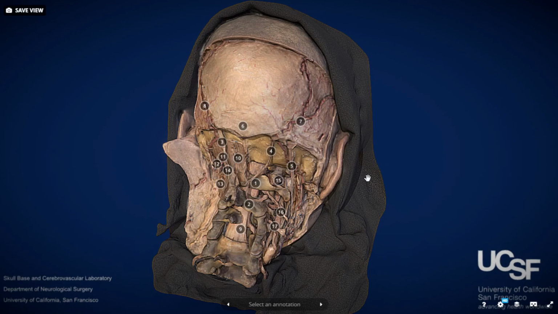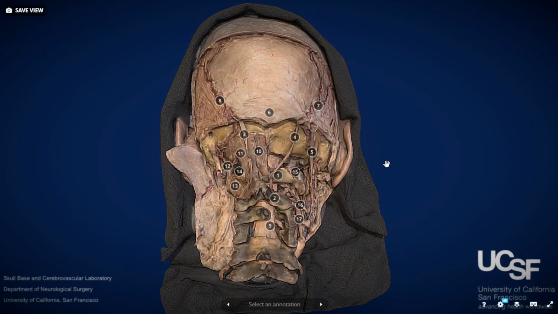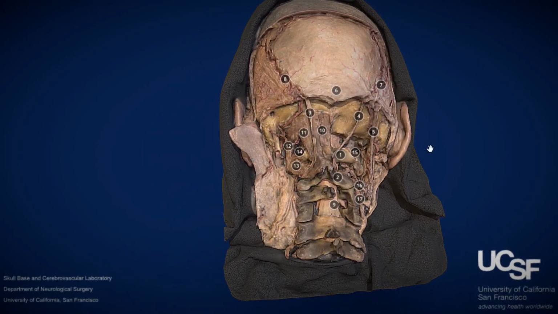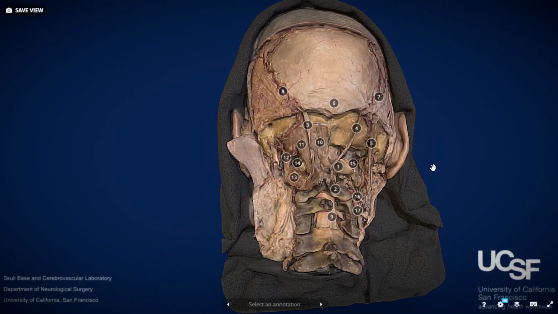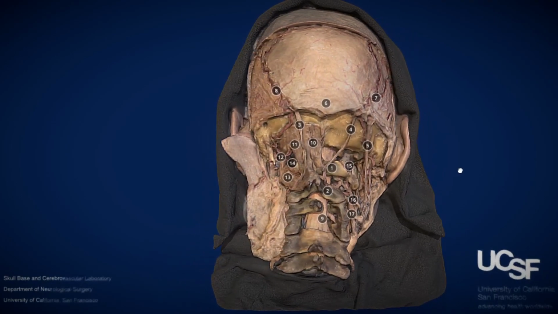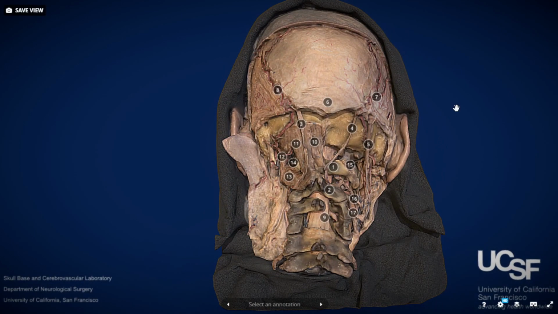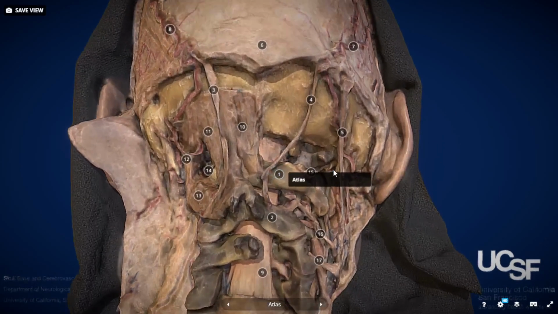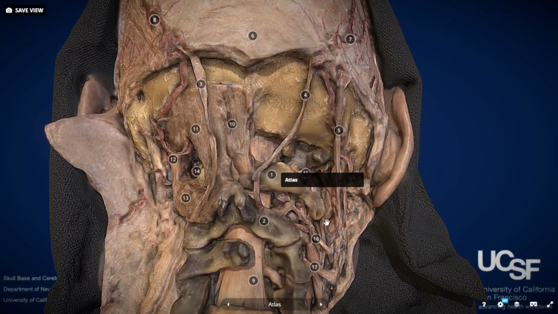Great. This 3D model allows us to explore the craniocervical junction from a posterior perspective, and the main neurovascular components, as well as the suboccipital group of muscles. So let's start identifying the osseous components. What we see here is the posterior arch of the atlas. Inferiorly, we can identify the lamina of the axis and the bifid spinous process of the axis.